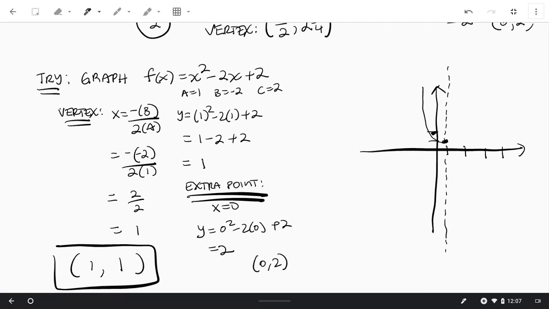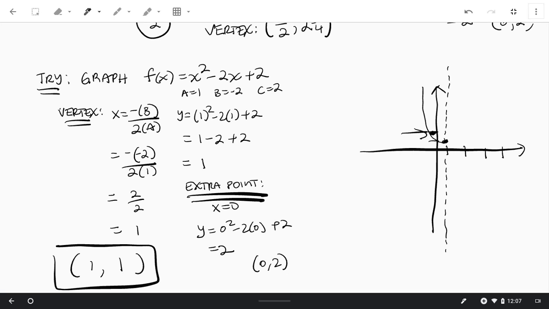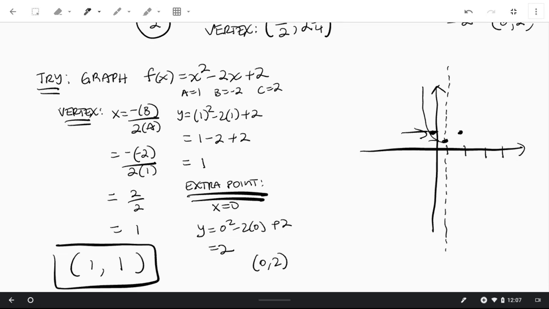And then by symmetry, if I have a point over here, and that's 1 away from the line of symmetry, so I will have a point over here that is also 1 away from the line of symmetry.